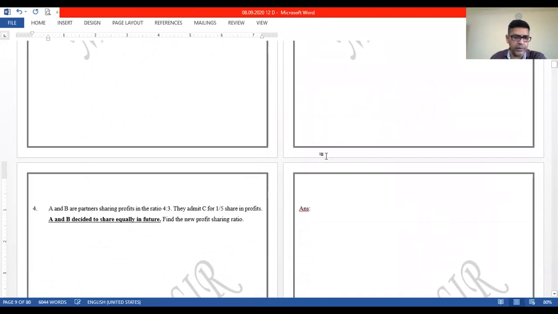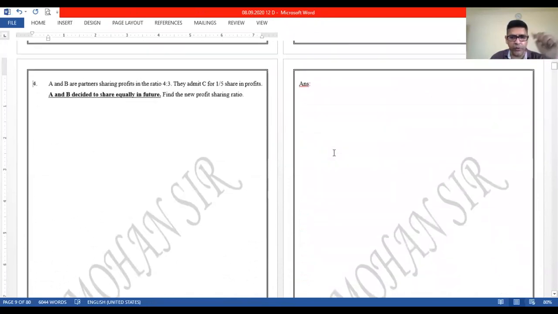Okay. Now this is sum number 4. A and B are partners sharing profits in the ratio of 4 ratio 3. That's the old ratio given. They admit C for 1/5 share in profits. A and B decided to share equally in future. Now that is additional information. We need to check the information given in the question. Every sum will have some other variety, some new thing introduced, right?